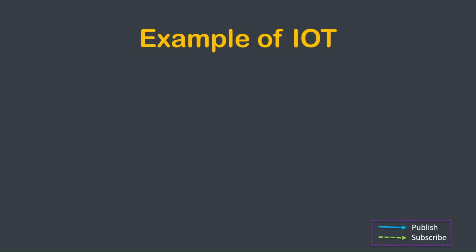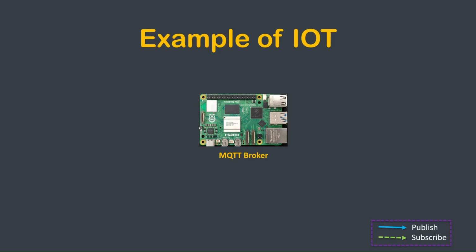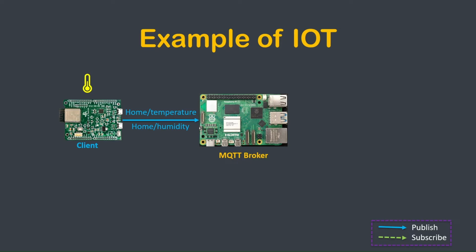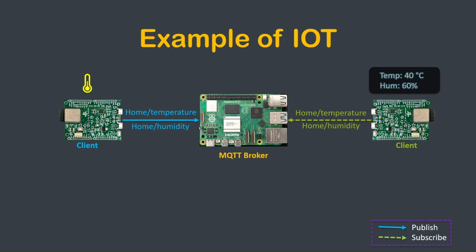Now, let's take a look at an example of IoT. We can make the Raspberry Pi an MQTT broker, and an ESP32 can be used to read temperature and humidity in the home and publish the data to the MQTT network using MQTT topics like home/temperature, home/humidity. And another ESP32 device can be used to subscribe to the MQTT topics and display the data on a display.